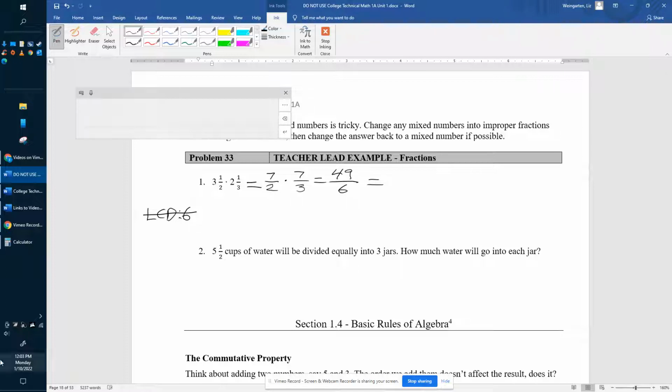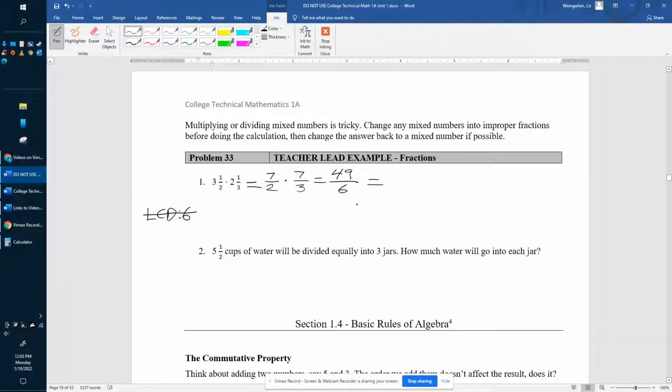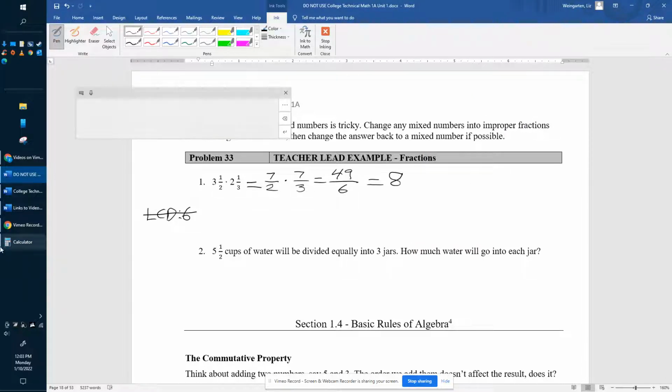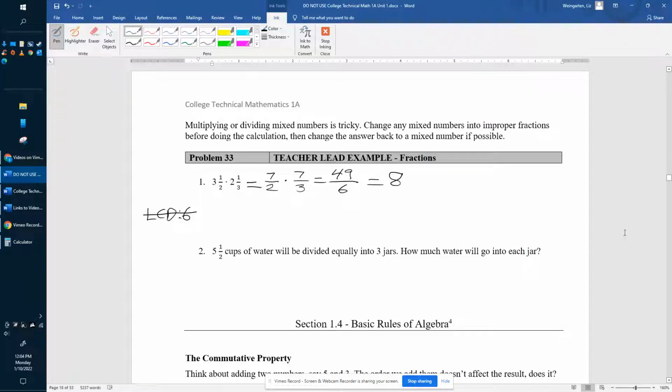So let's take 49 divided by 6. We get 8.166666666 repeating. So we know our whole number is going to be 8. To get our calculator back, we'll subtract that 8 off. Multiply it by our denominator, which is 6. And our remainder is going to be 1. And we put that over the denominator, which is 6.